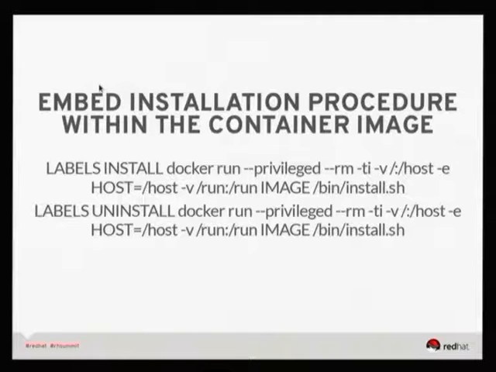So in this case, we're going to do labels install docker run privileged. So we're running it in super privileged mode. Put it on the host, and then we're going to run an install script that's embedded in the image. Simple, right? And that install script's going to know it's being installed in a super privileged container. It's going to write into /host its systemd unit file to run the container. Right? Embedded right in the image.